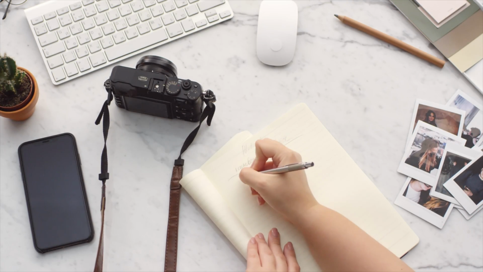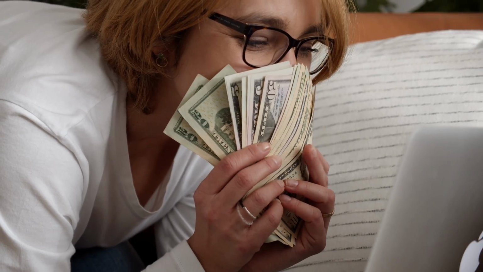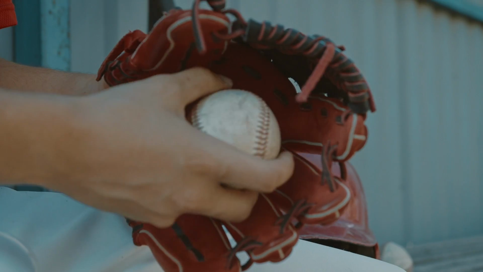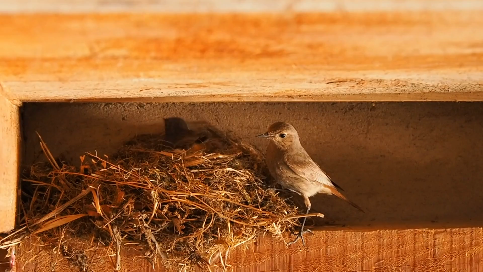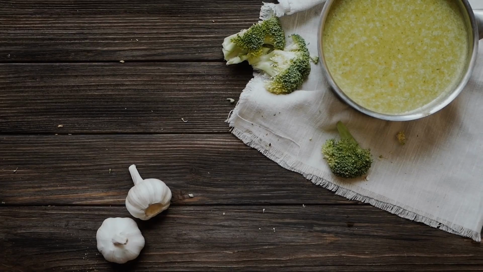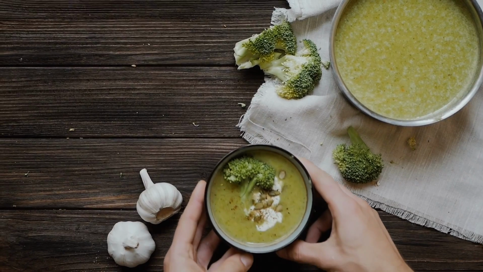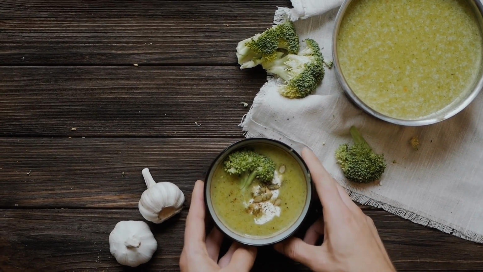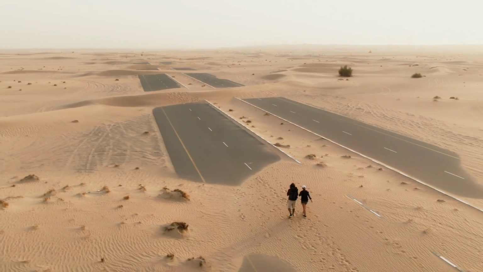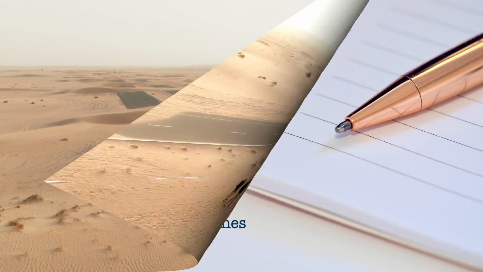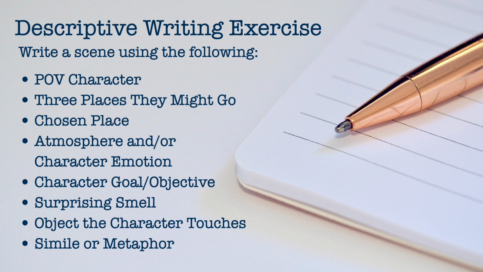Include these 3 details. A surprising smell. An object that the character interacts with, they touch it or move it. A simile or metaphor derived from the character's background. For instance, they might say, "The place stunk worse than Grandma's famed broccoli and garlic soup." If you get stuck, try a different setting from your list. Have fun and use this as an opportunity to experiment and come up with weird descriptions you wouldn't write otherwise.